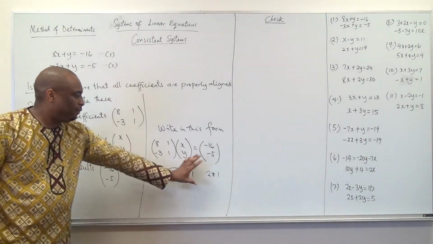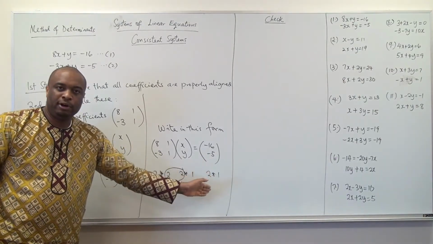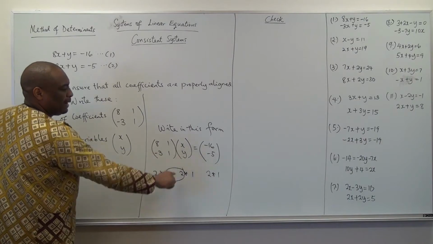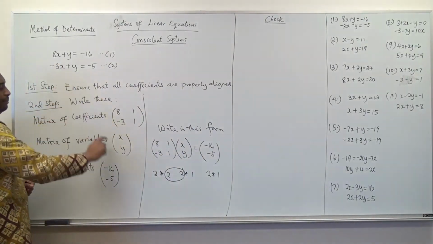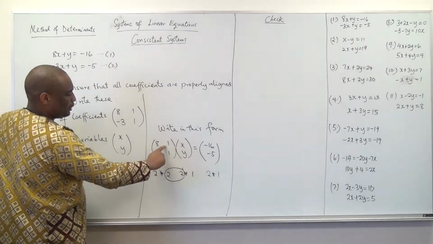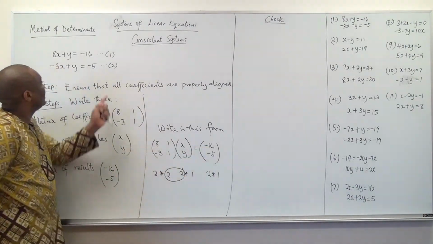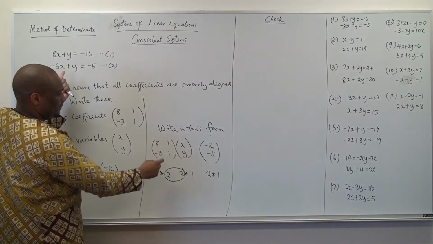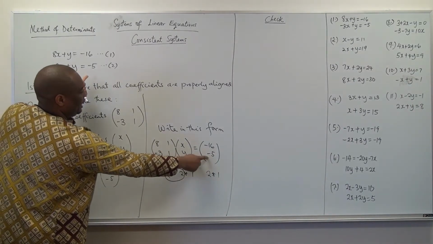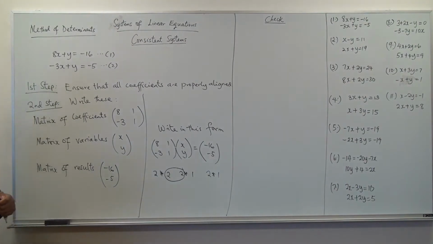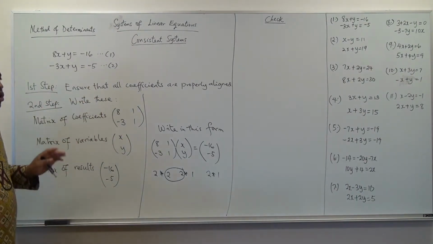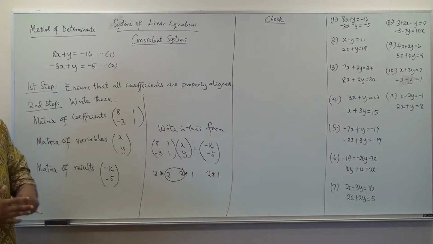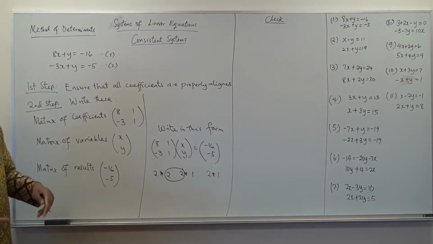But if you write it in this order, you see that it still conforms to the multiplication. When you actually multiply this, it gives you back this system, because this is 8 times x plus 1 times y to give you -16. That's equation 1. Then -3 times x plus 1 times y to give you -5, equation 2. That is a matrix multiplication. So we're just trying to reorder it before we now use the determinant method.